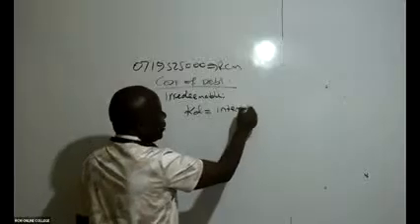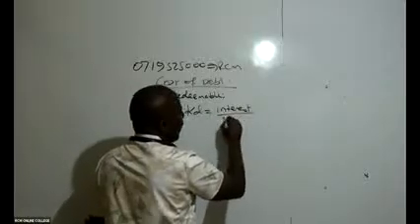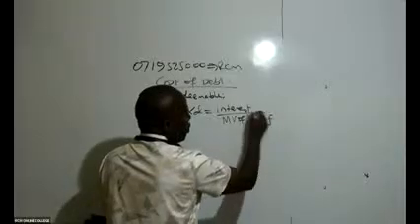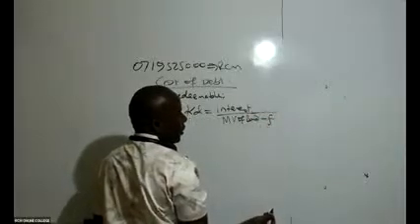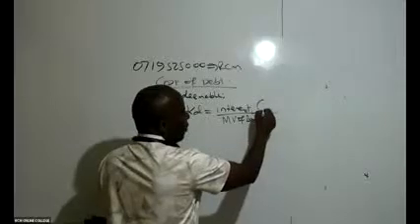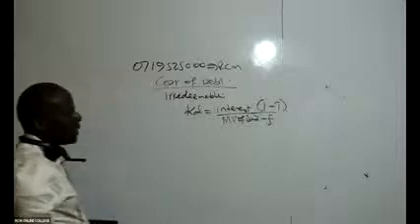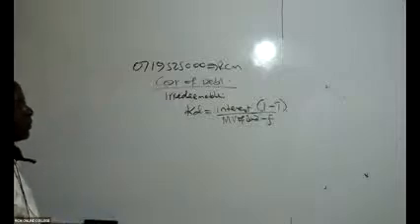I will take the interest, divide this by your market value of the bond, minus any flotation cost if there is. And this interest must be after what? After tax. The interest there must be after tax.